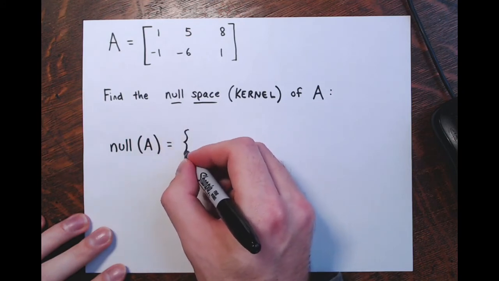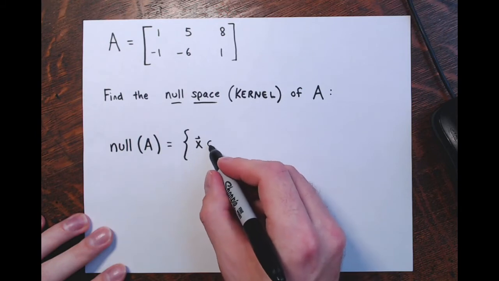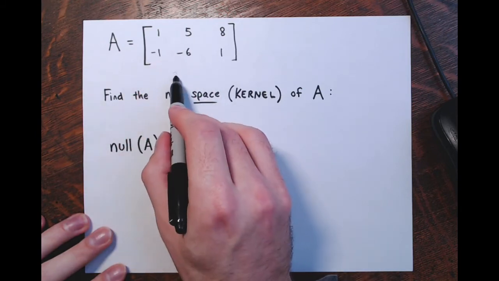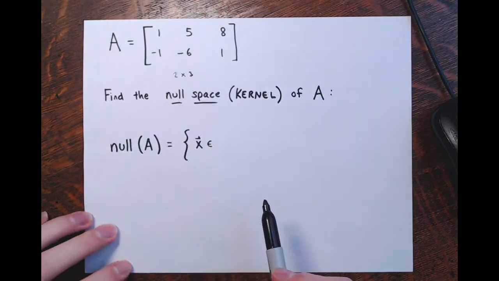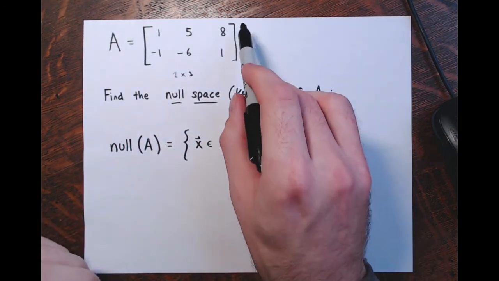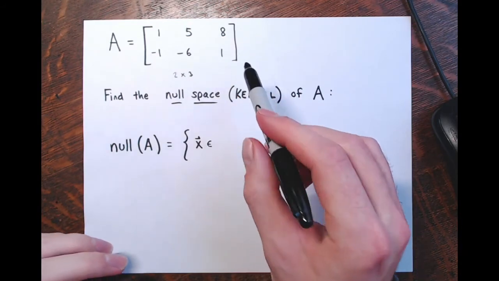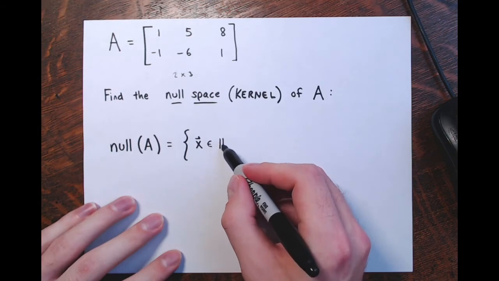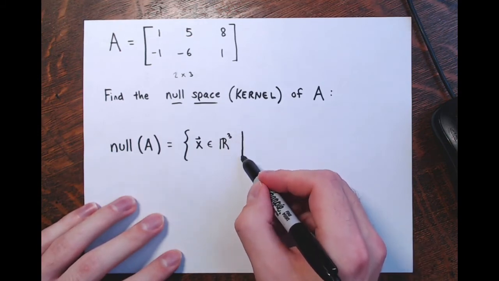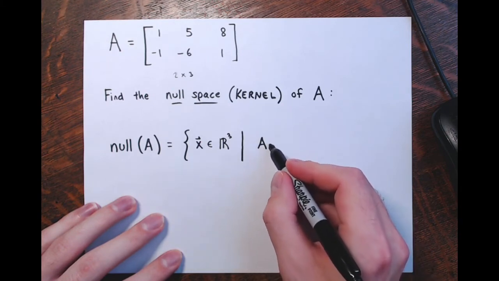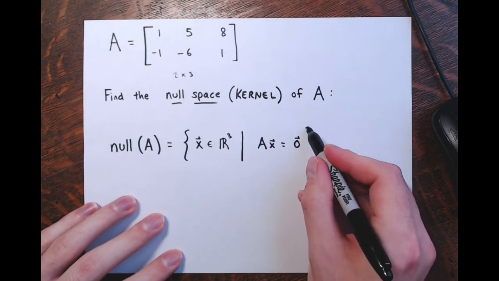It's made up of all the vectors, say these vectors called X. Now if this is a 2 by 3 matrix, 2 rows, 3 columns, then when I multiply the matrix A by another vector, it's got to be a 3 by 1. So it's all the vectors from R3 such that A times X is the 0 vector from R3.